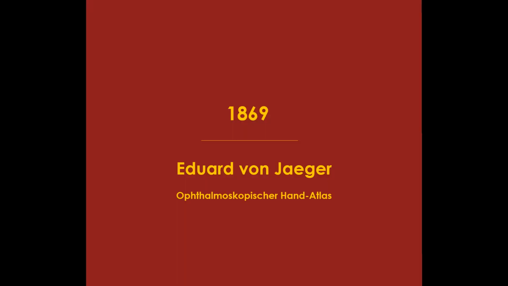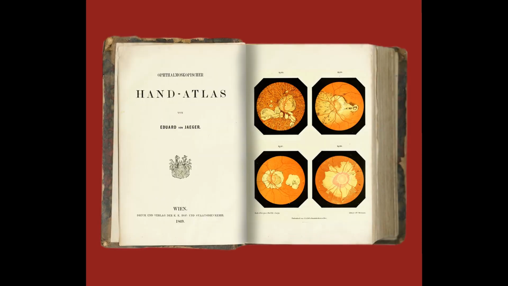Edward von Jaeger's atlas contained 29 chromolithographed plates made directly from his original paintings, which are now housed at the University of Pennsylvania. The author himself explains in the foreword how much effort was put into the depictions.